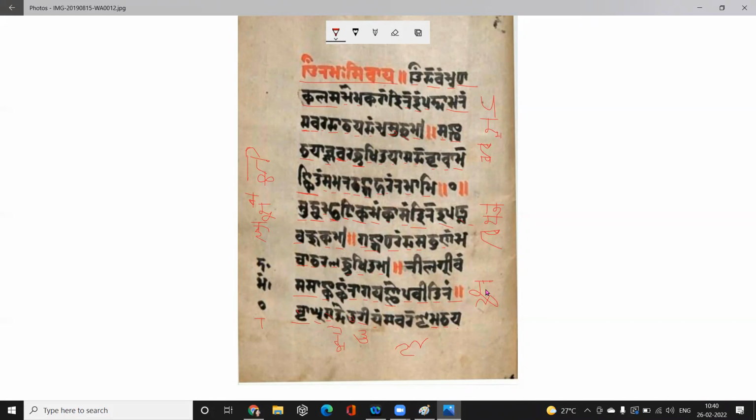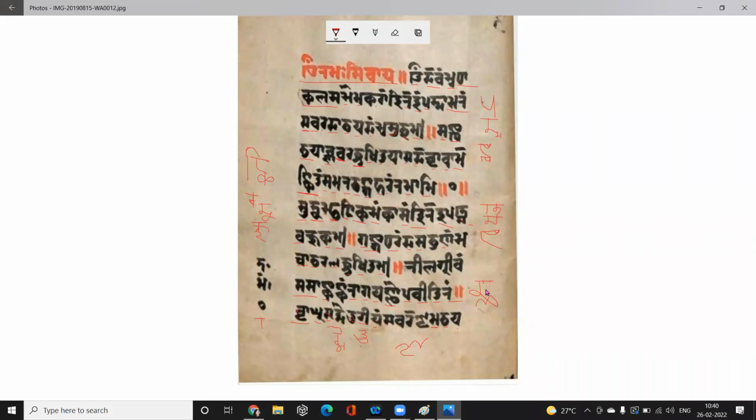Thank you. So this was a very cleanly written manuscript. There are a few pages that we have worked on. They are written in a very running hand. Sometimes it is so difficult to figure out what the word is, because this one is very neatly and cleanly written, if you see. But all manuscripts you won't find written like that.